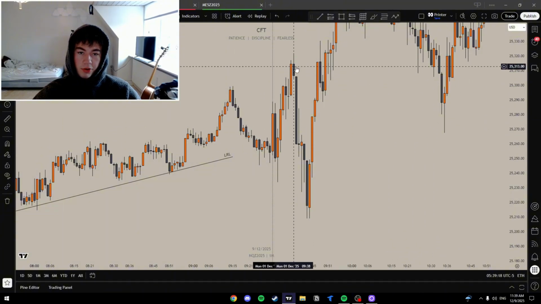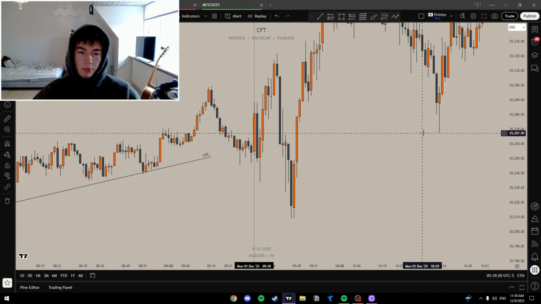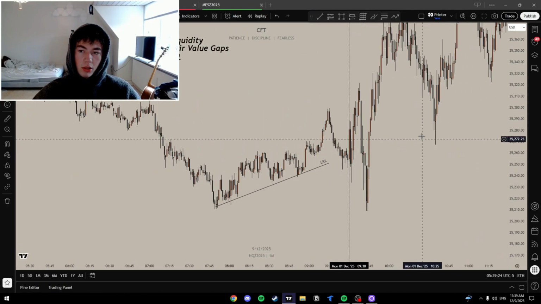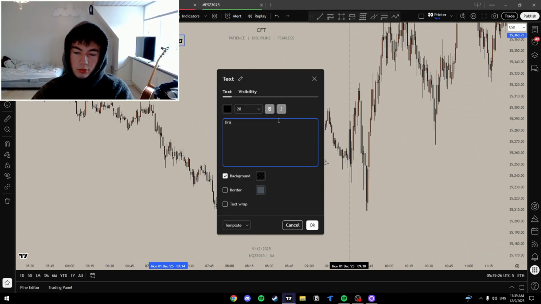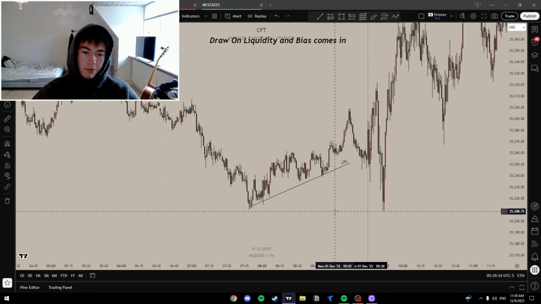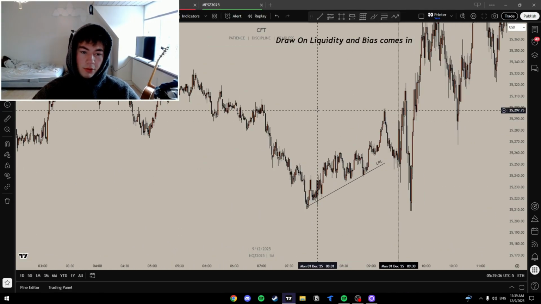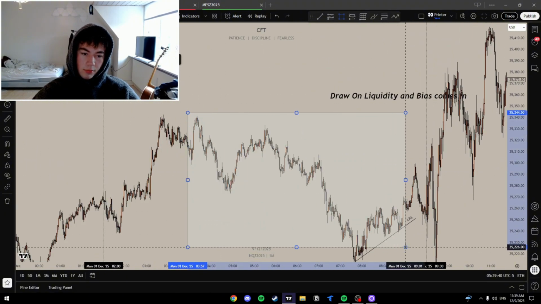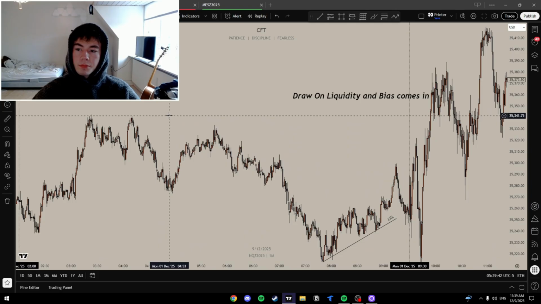Some people probably got a short from down here, but that's not what I was looking for this day. And why, you might ask? Well, that's where draw on liquidity and bias comes into play. Because what do we see here? We see that we are in a very decent downtrend right here.